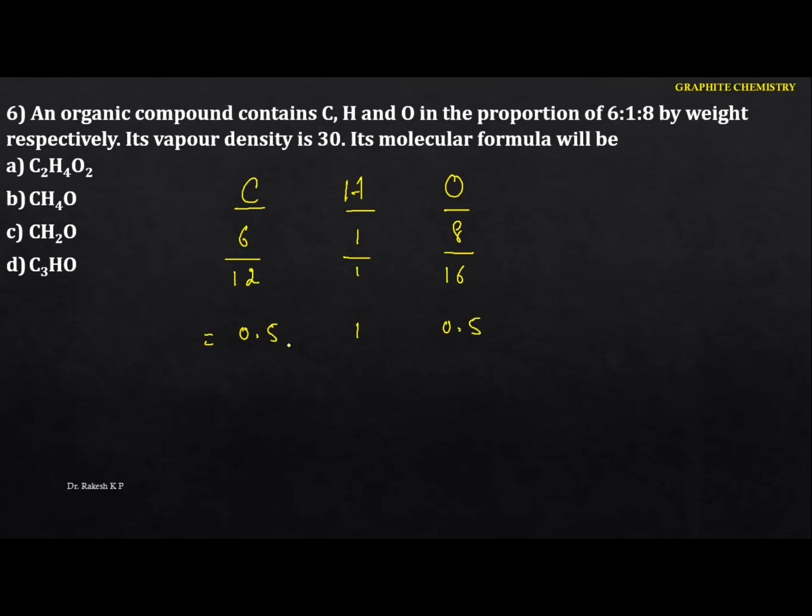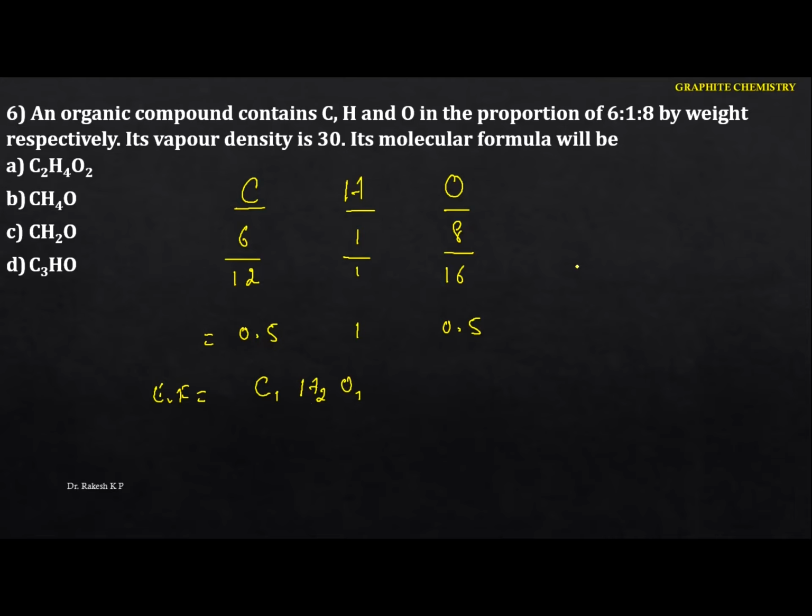Now what you have to identify in this one: you have to multiply by the number so as to get the nearest whole number. Hence here we got C1 H2 and O1. So here we got the empirical formula. Now we have to calculate the molecular formula.